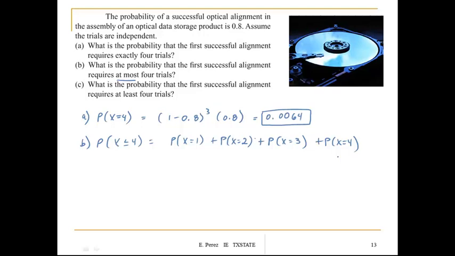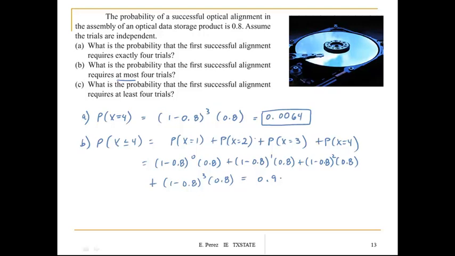So here we have 1 minus 0.8 times 0.8 plus 1 minus 0.8 to the 1 times 0.8 plus 1 minus 0.8 to the 2 times 0.8 plus 1 minus 0.8 to the 3 times 0.8. And this will be equal to 0.9984.